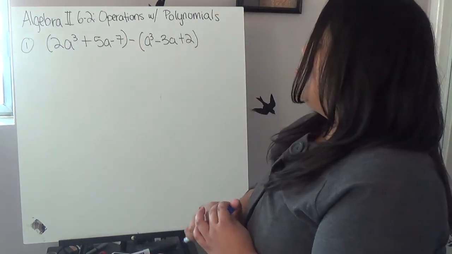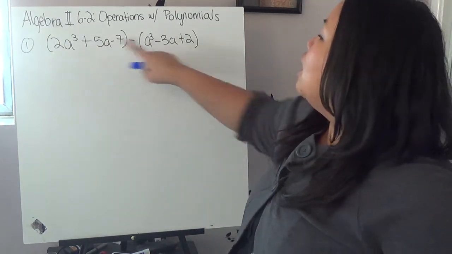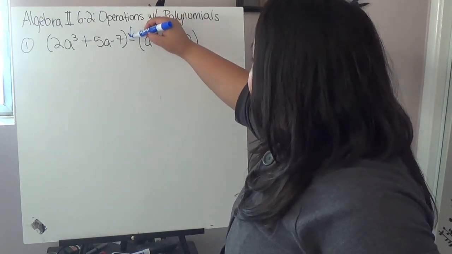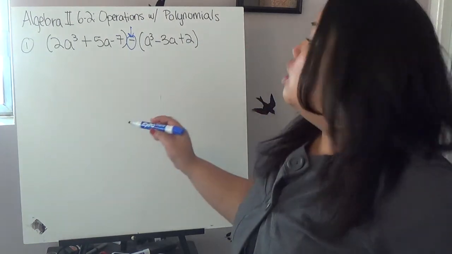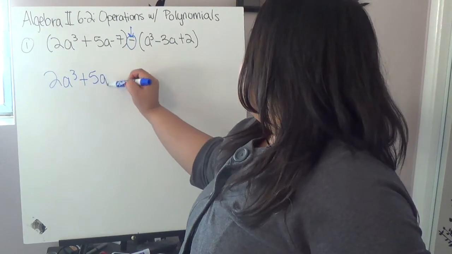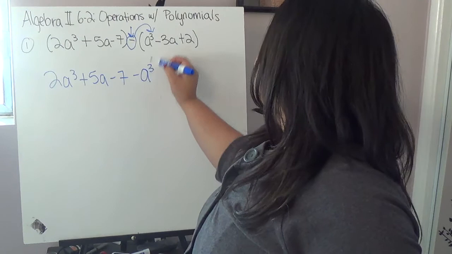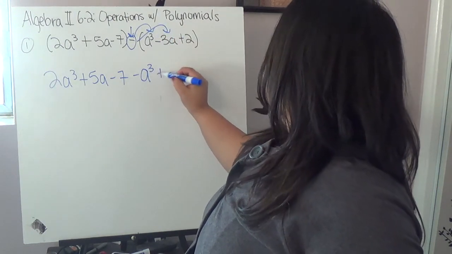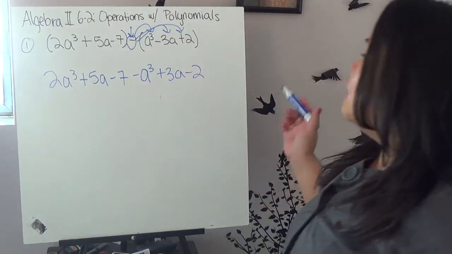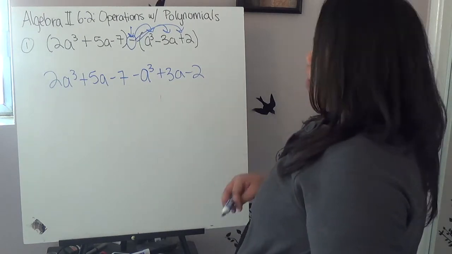When I am adding or subtracting two equations, I can easily get rid of the parentheses by taking whatever this is and distributing it to the second one. So I can bring this down. Okay? Then I can take this and distribute it. So negative a cubed. This would be positive 3a, negative 2. And now, because I've already distributed, I no longer need parentheses. I can just combine like terms and then simplify.